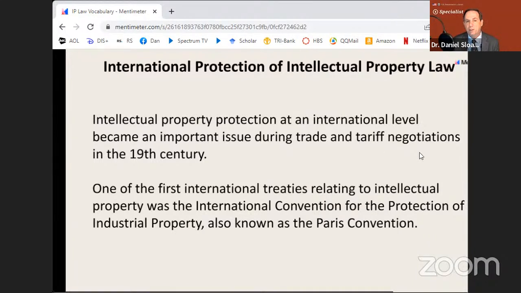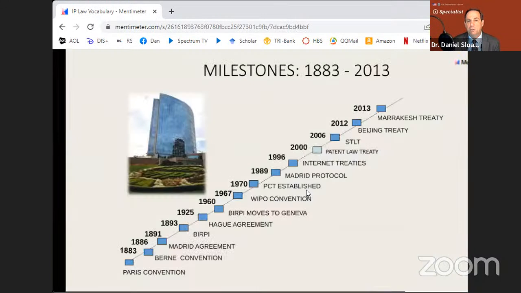during trade and tariff negotiations in the 19th century. One of the first international treaties relating to intellectual property was the International Convention for the Protection of Industrial Property, also known as the Paris Convention. And most attorneys know about this.